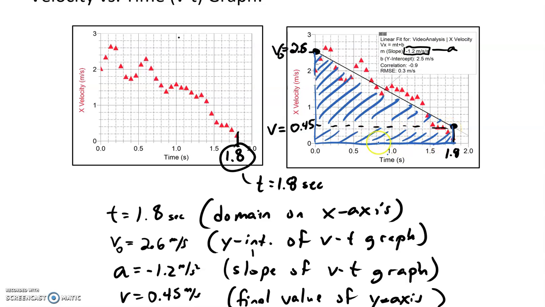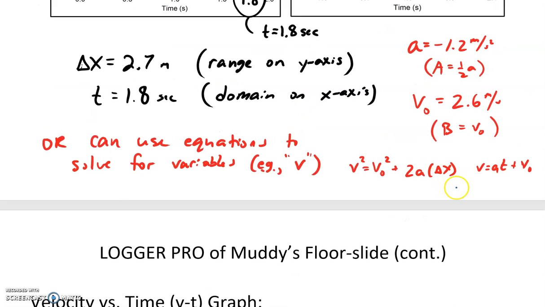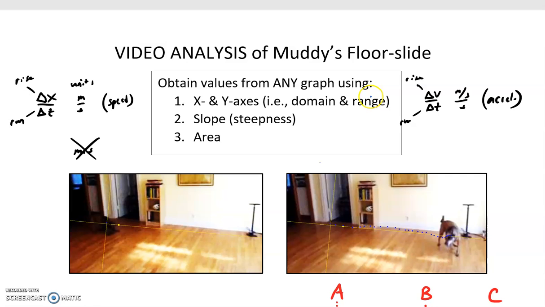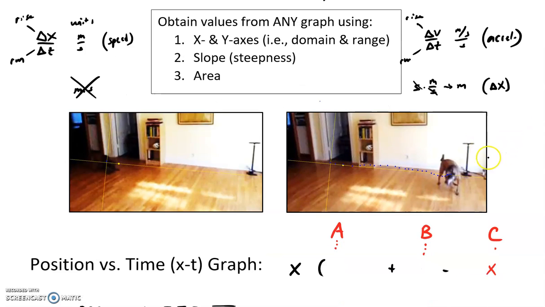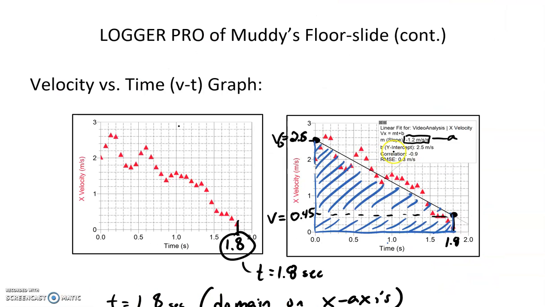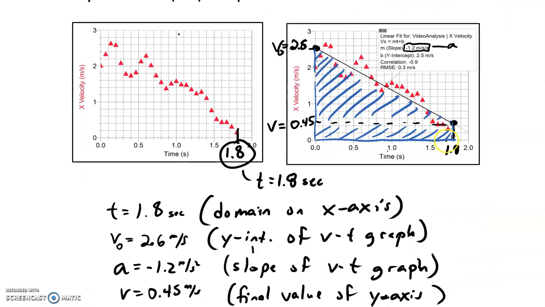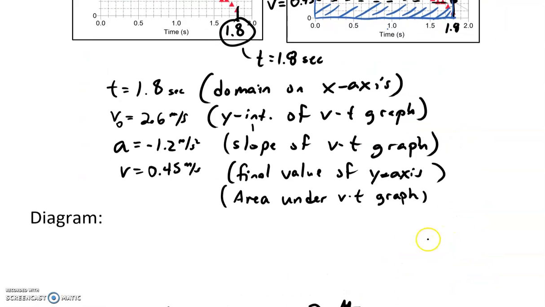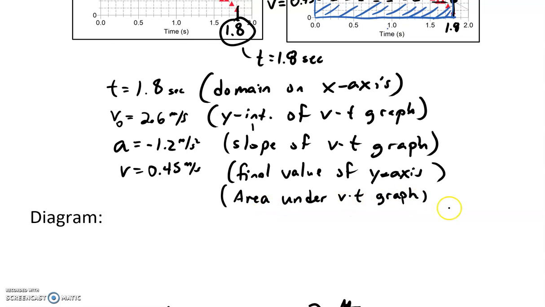If we look at what the units give us, though, we're multiplying time in seconds times meters per second. This gives us meters, which is delta x. So by doing area under the curve for the velocity time graph, I would be able to get delta x.